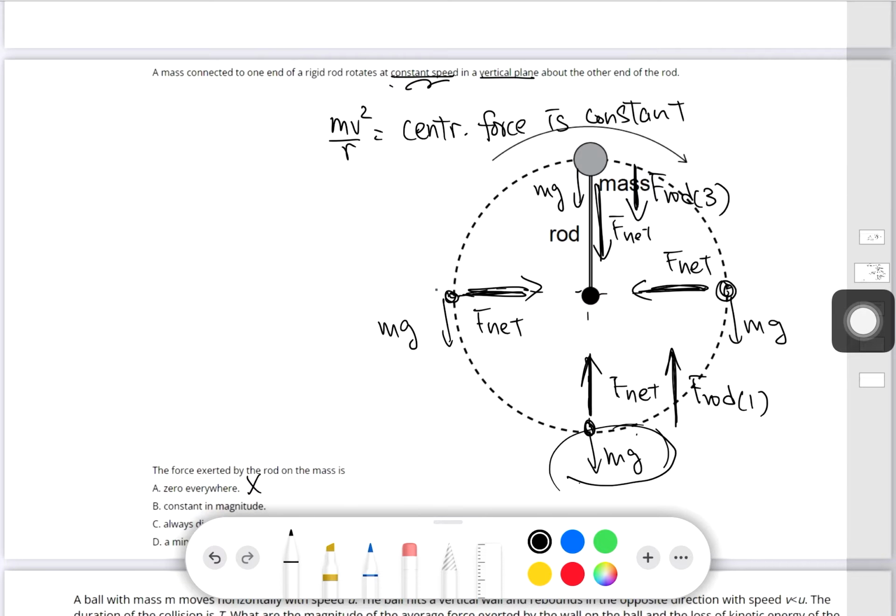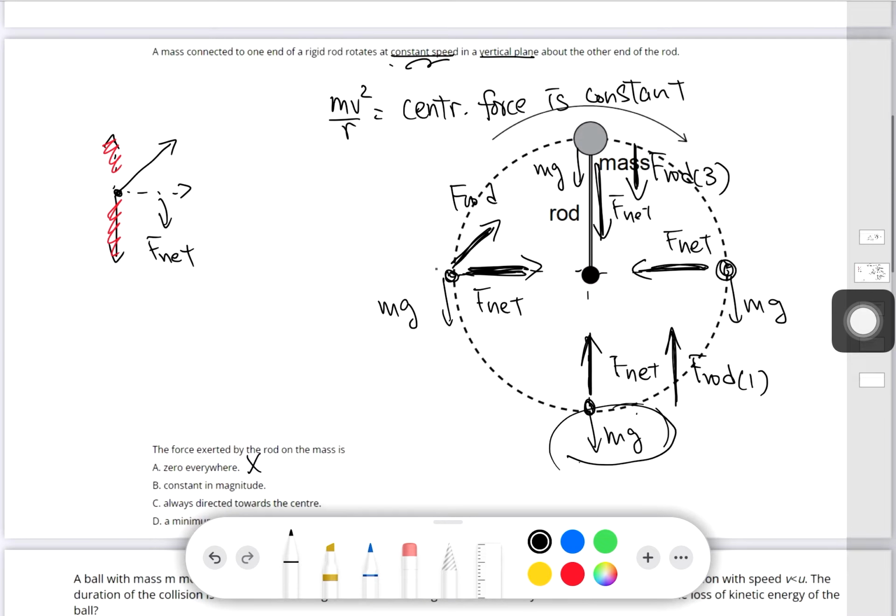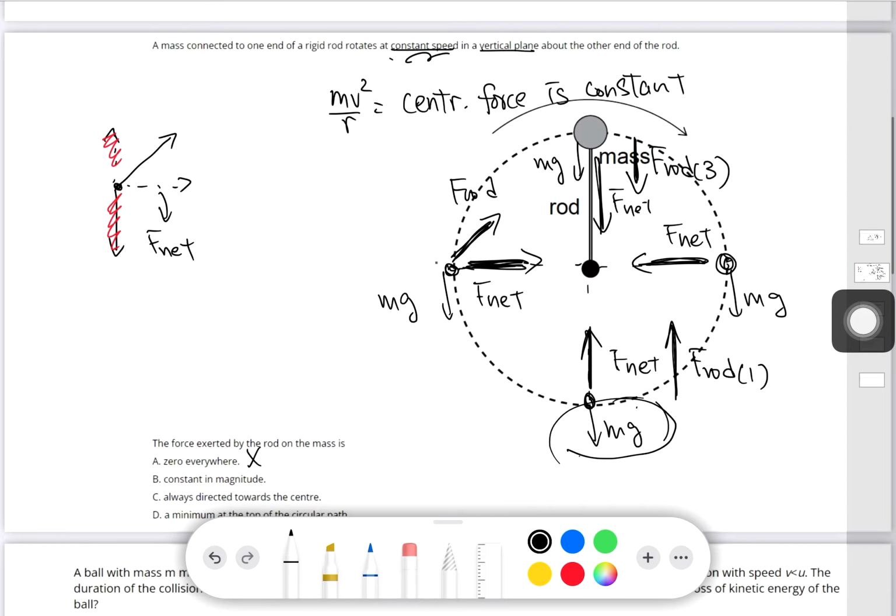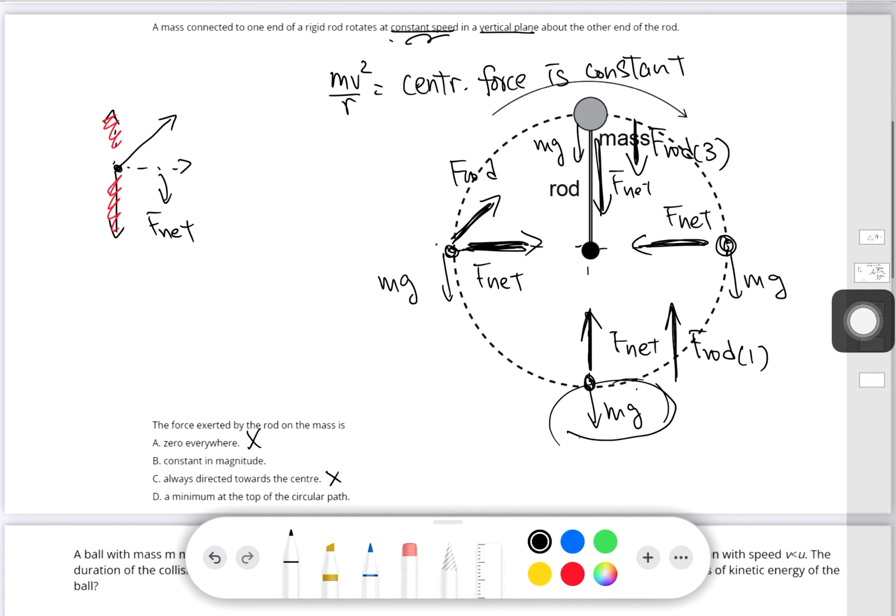For the left and right cases, in order for the resulting vector to point towards the center, F rod must be in this direction. If you consider it like this, we can split the F rod vector into this and then this. These two vectors get cancelled out, resulting in an F net pointing towards the center. As a result, it can be seen that F rod does not always point towards the center, as displayed in the left and right cases in this diagram. So, not C.